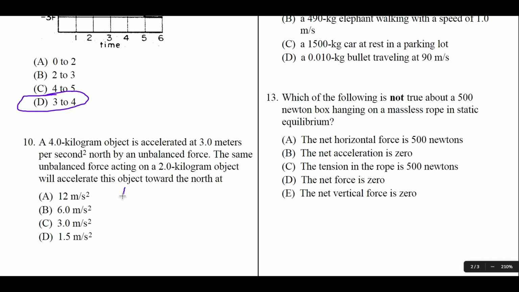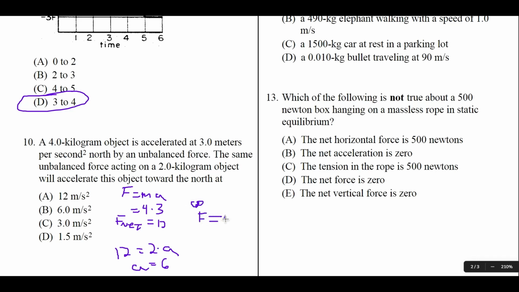There's a few ways of going about this. One way is to do the typical scenario 1, scenario 2, where you do the equation F net equals ma. We plug in scenario 1's information, say 4 times 3, to get that the net force acting on the object is 12. And then we could say that that same 12 newtons applies to the 2 kilogram object, giving us an acceleration of 6.